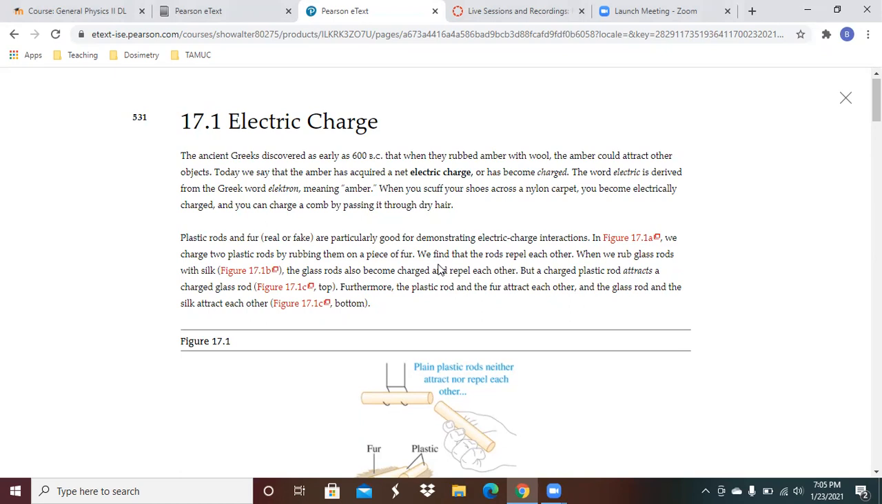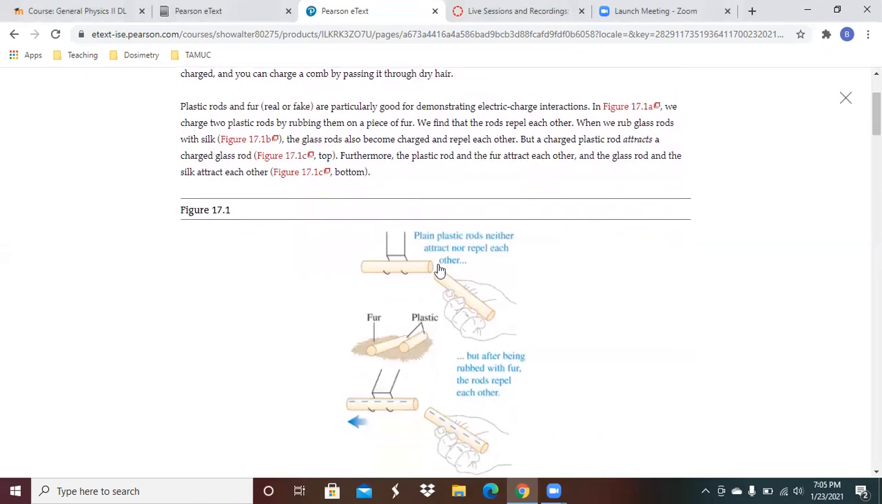So when you scuff your shoes along a nylon carpet, you become electrically charged, and you can charge a comb by passing it through dry hair. So plastic rods and fur are particularly good for demonstrating electric charge interactions. So let's take two plastic rods and let's rub them with a piece of fur. So that's what's going on. And then we're going to find that the rods are going to repel each other.